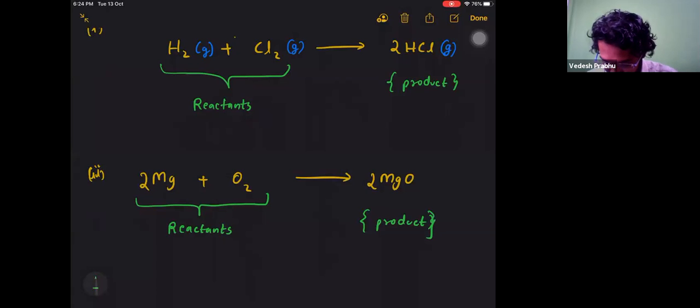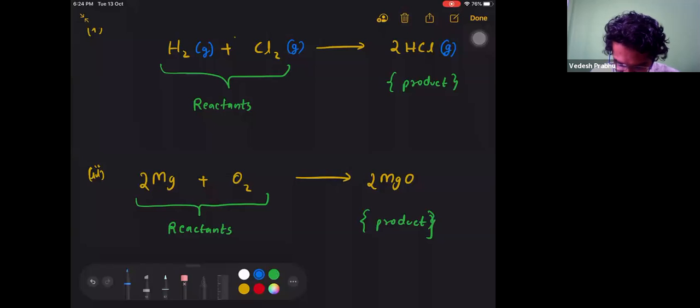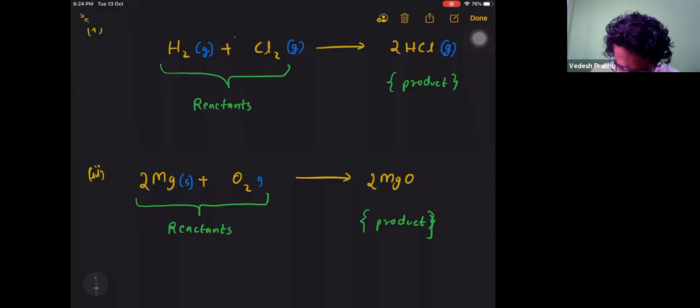Over here I should mention the states like this. Magnesium is solid, oxygen is gas, and the magnesium oxide that I got is solid. This is how you represent it. You should know the reactants and you should know the products.